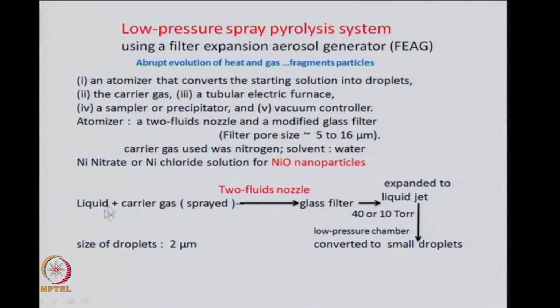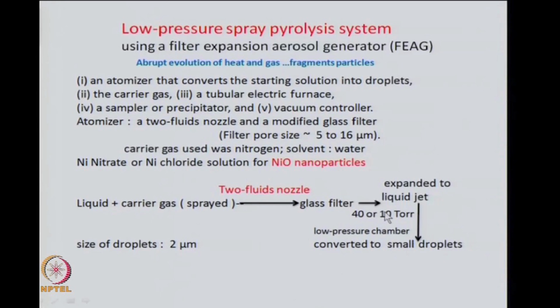It uses this liquid, which is water, and the carrier gas, and in the water you have nickel ions because nickel nitrate is dissolved in the liquid. It is then sprayed through the two fluid nozzle, and this spray forms a small film on the glass filter, which has pores, and when it goes through the pores it is expanded to a liquid jet. Since the pressure of the chamber connected to the glass filter is very low, it expands and is converted to small droplets.